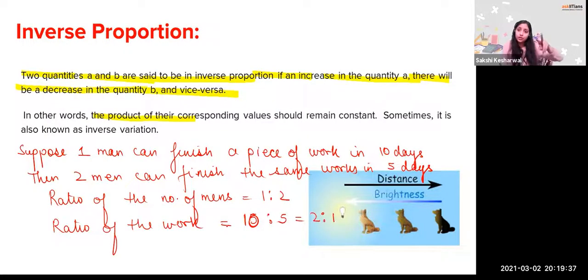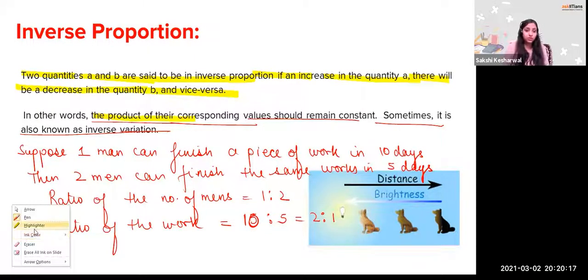Now you see that the ratios are reversed. Here the ratios were equal. We said that direct proportion means two equivalent ratios, right? But when there is an inverse proportion, things get inverted. If it's 1/2, it will be transposed to 2/1. So it means that as the number of men increases, the number of days to finish will be lesser and lesser, right? The product of their corresponding values should remain the same, and sometimes it is known as inverse variation.